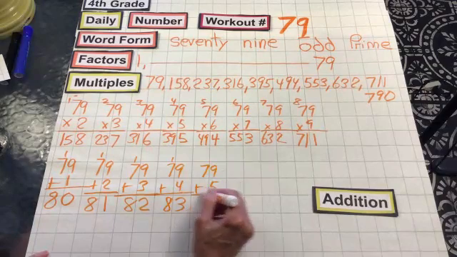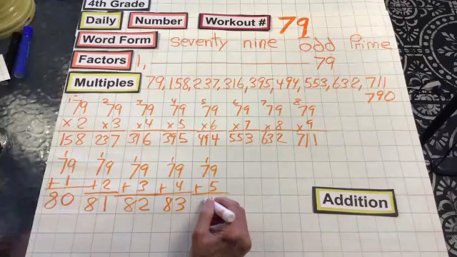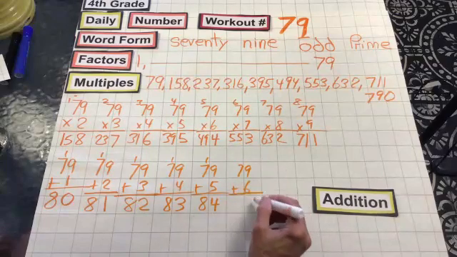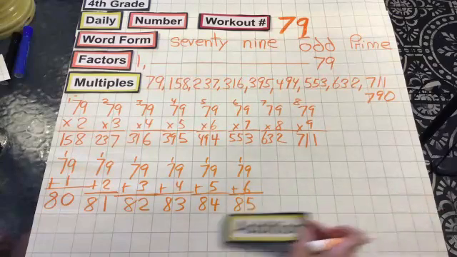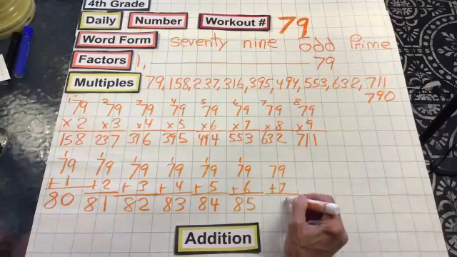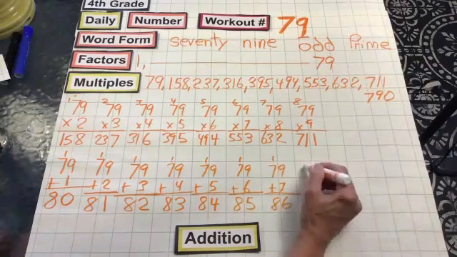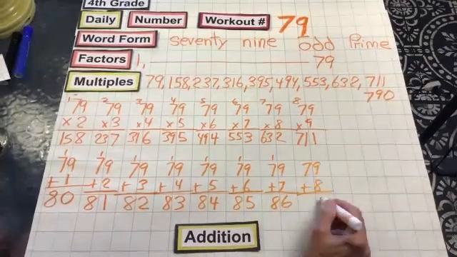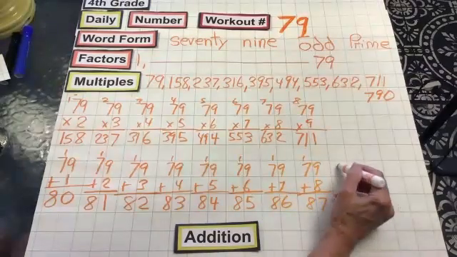79 plus 5. 9 plus 5 is 14. Drop the 4, carry the 1. 1 plus 7 is 8. 79 plus 6. 9 plus 6 is 15. Drop the 5, carry the 1. 1 plus 7 is 8. 79 plus 7. 9 plus 7 is 16. Drop the 6, carry the 1. 1 plus 7 is 8. 79 plus 8. 9 plus 8 is 17. Drop the 7, carry the 1. 1 plus 7 is 8.